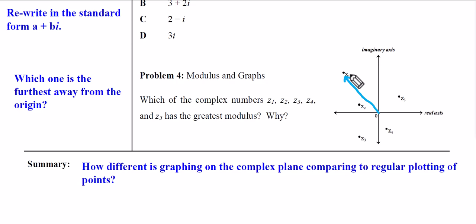For your summary, how different is graphing on the complex plane compared to regular plotting of points from back in the day?